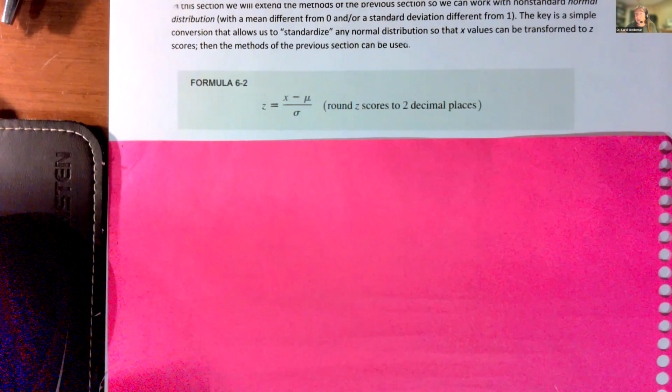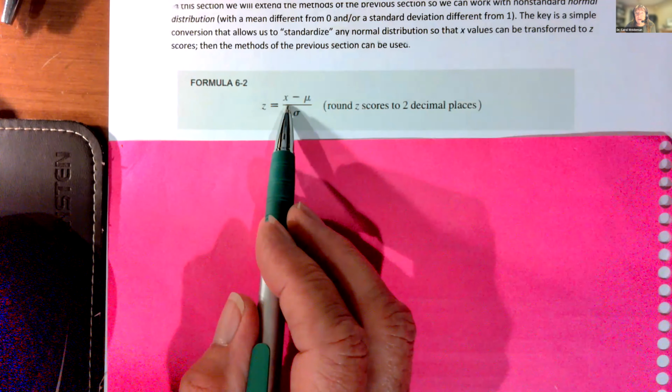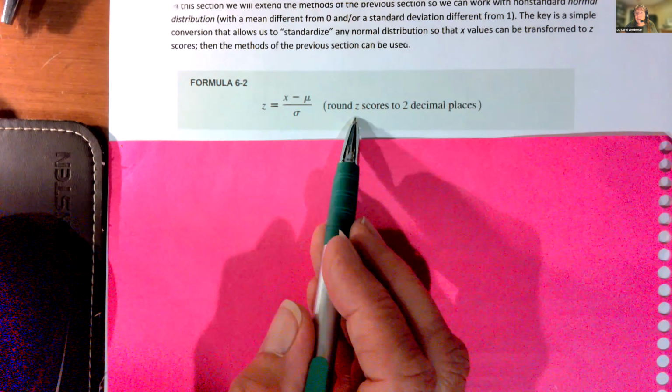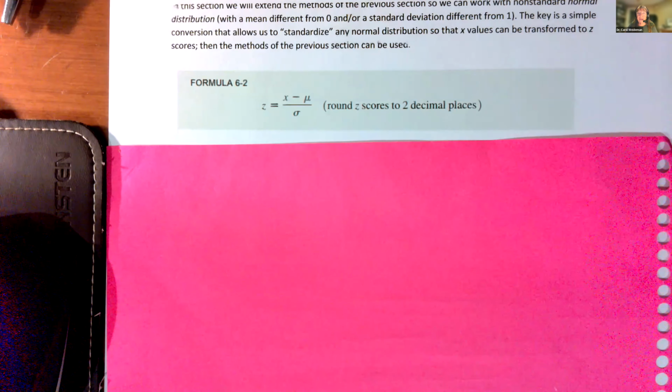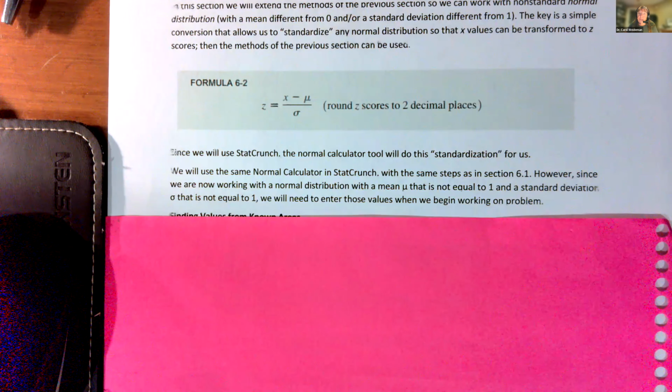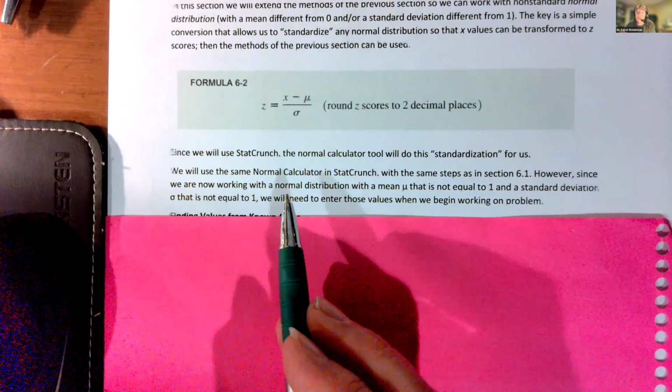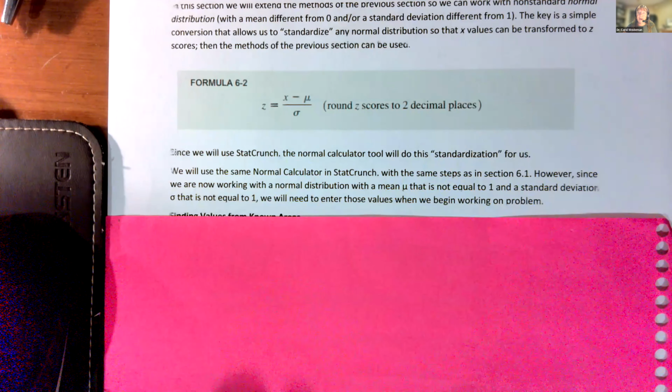But you remember your formula for z-score, though. It's helpful to remember it. We take the data value we're interested in, subtract the mean, and divide by the standard deviation. And I mentioned before, z-scores are always going to be 2 decimal places. But the normal tool is going to do the standardization for you. Sometimes they're going to ask you in a question what the z-score is, though, so you still want to remember how to do that.